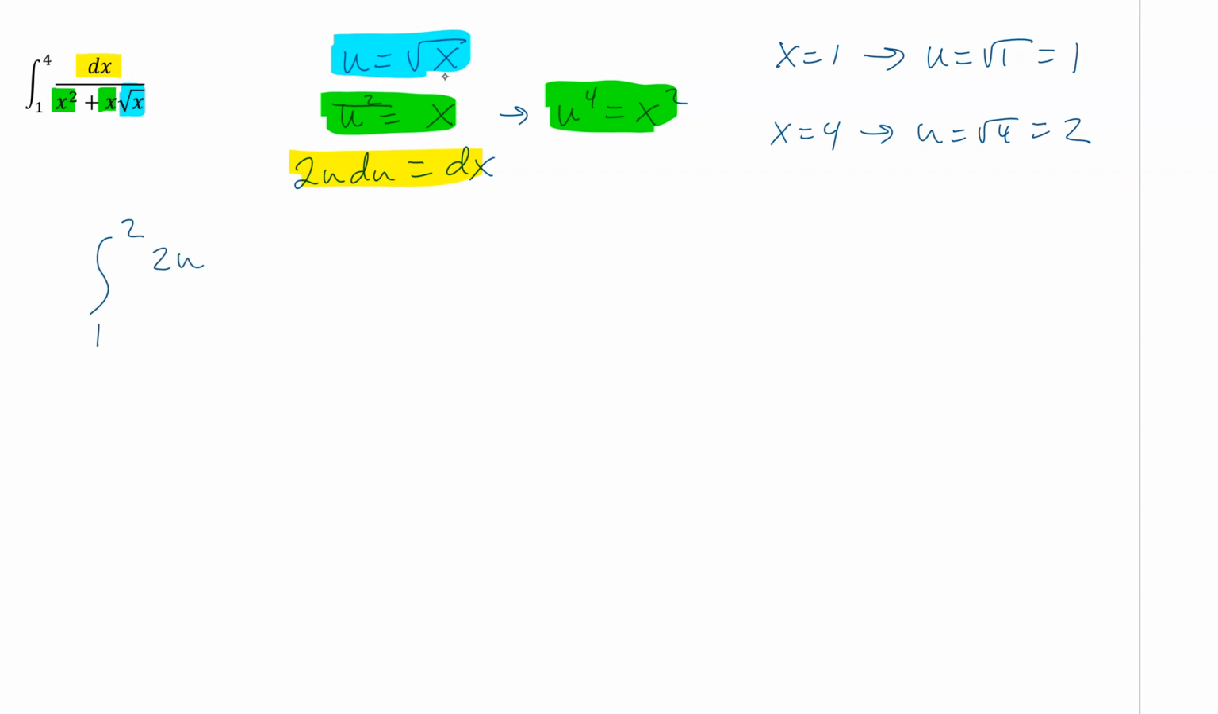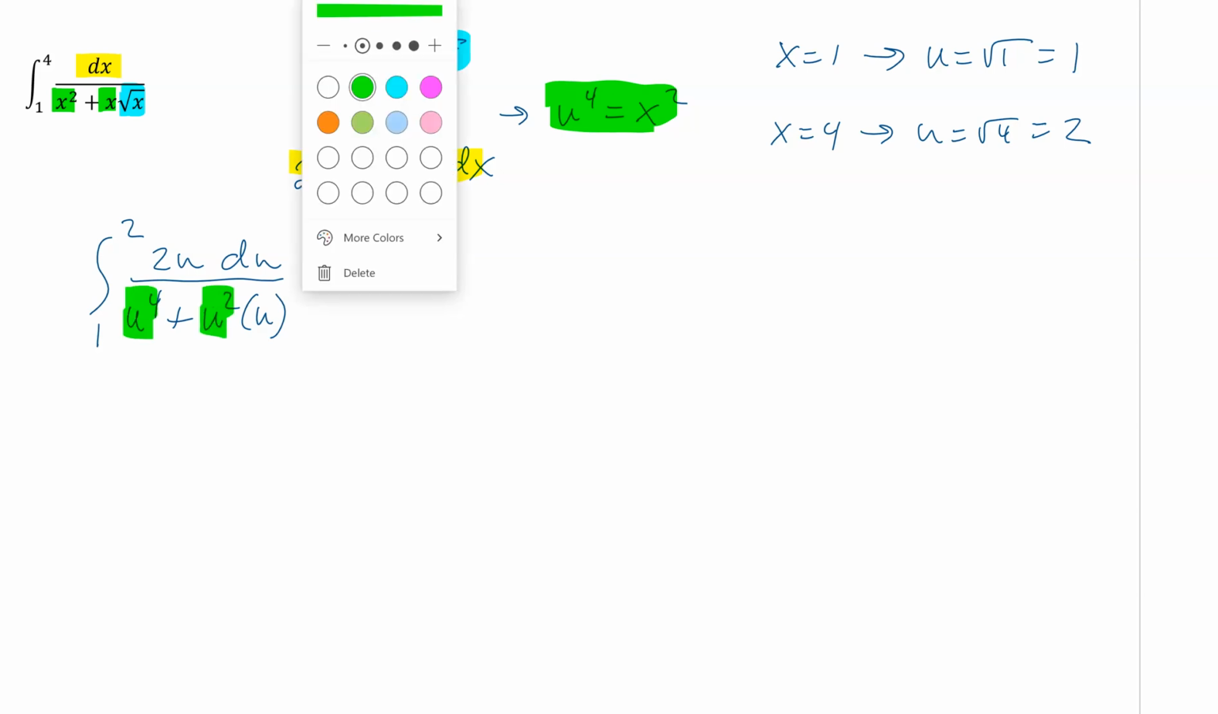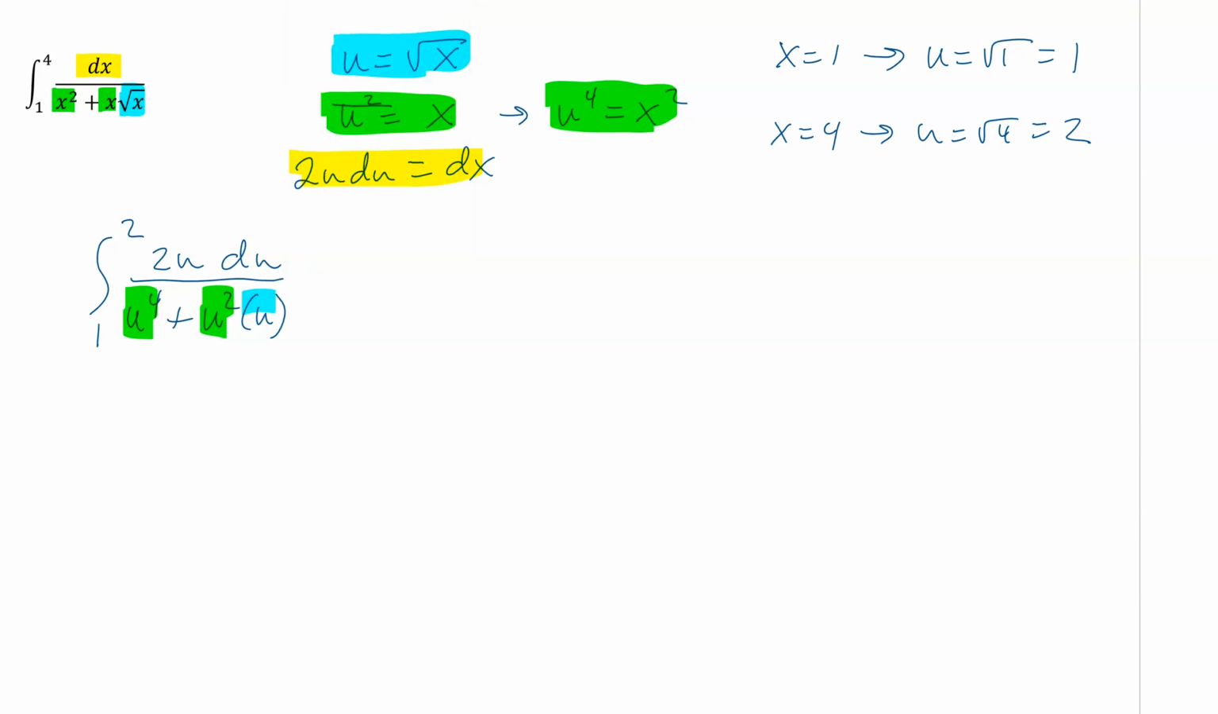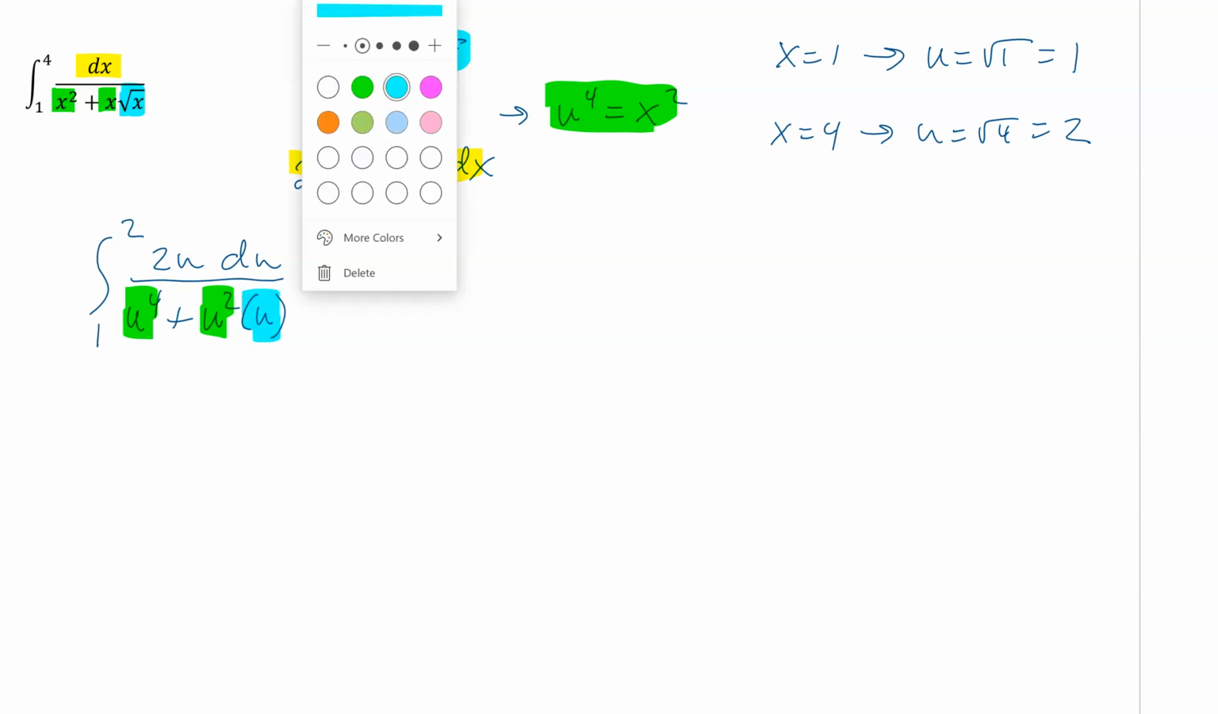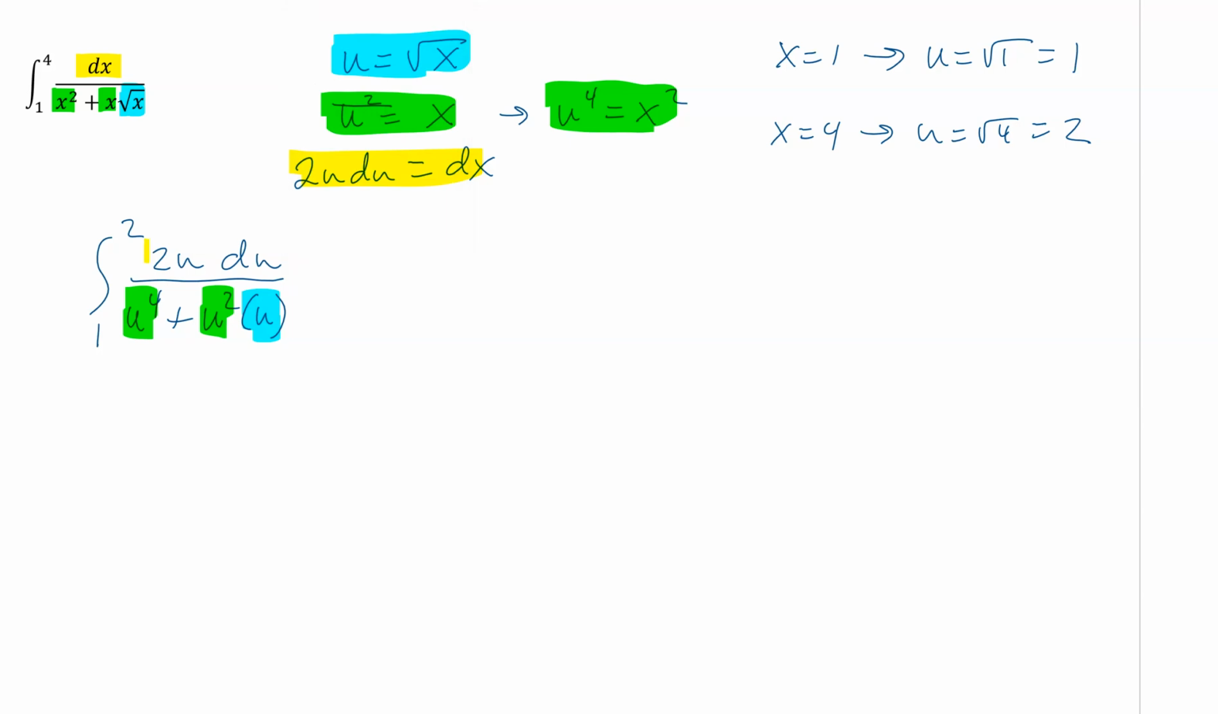So 2u du. Our x squared is u to the fourth. Our x is u squared. And then our radical x is the u. So just so we can see it, that goes here, here. There's a lot of substituting going on here. And right there. So that's everything converted. And so now we just need to integrate this.